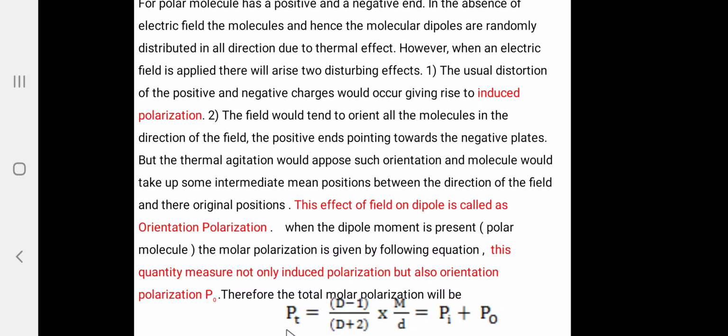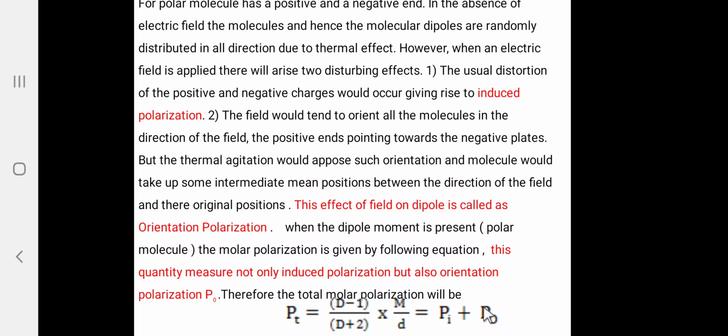That is, Pm or Pt is again given by the same equation, (D minus 1) divided by (D plus 2) into M by d. Again here capital D is the dielectric constant, M is the molecular weight, and d is the density. By substituting the values of dielectric constant, molecular weight and density, we can find the Pt, or the total polarization of the given substance. Then Pt is equal to Pi plus Po, where Pi is the induced polarization and Po is the orientation polarization.